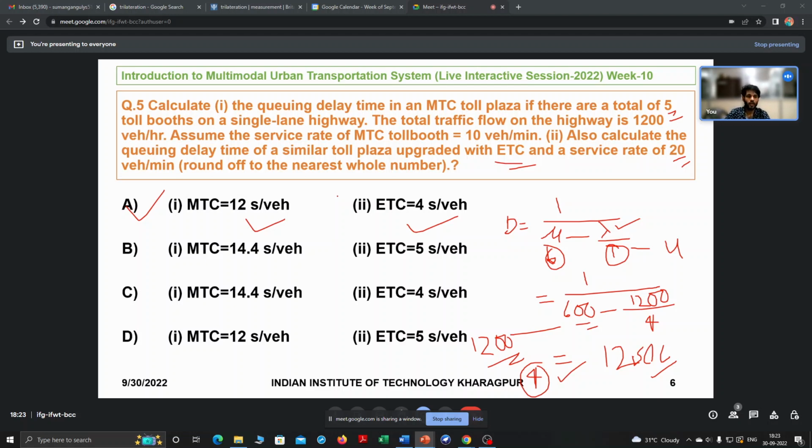Do you have any difficulty in calculating or understanding this problem, or shall I wait so that you can also calculate and see if your value matches with my value? Shall I wait or shall I continue? If you can, write it in the chat box, or maybe unmute yourself and say something. Although it is very straightforward, only a matter of unit change from per minute to per hour. Okay, you got it.